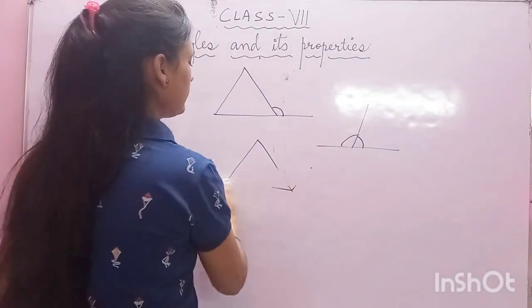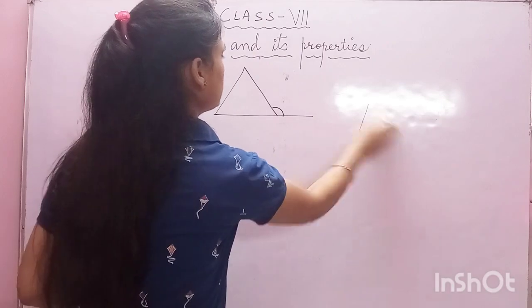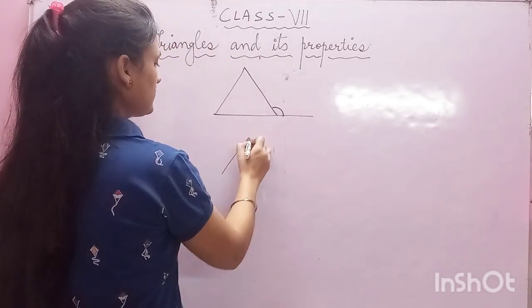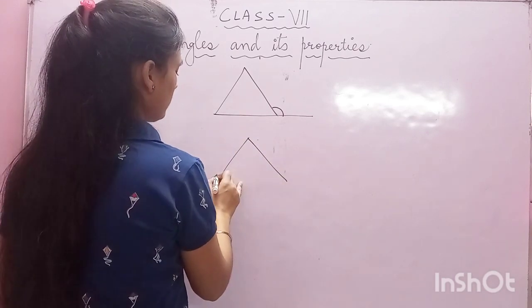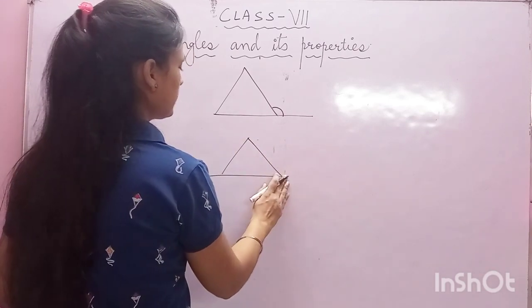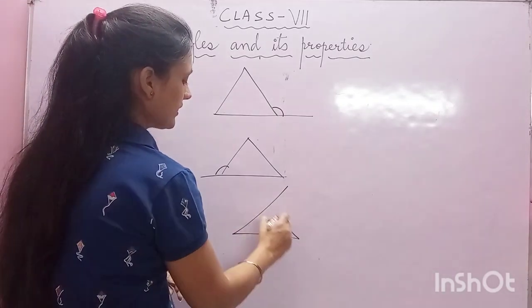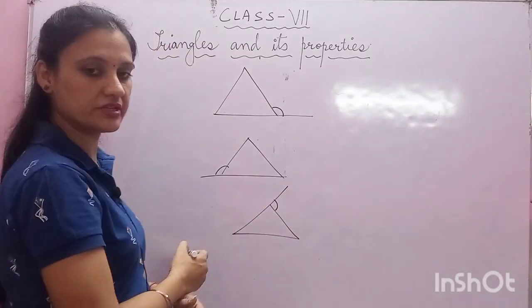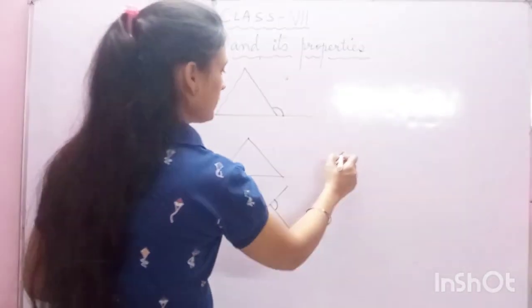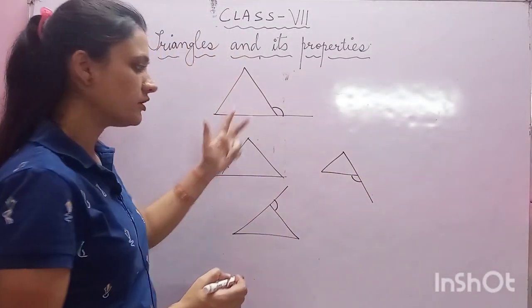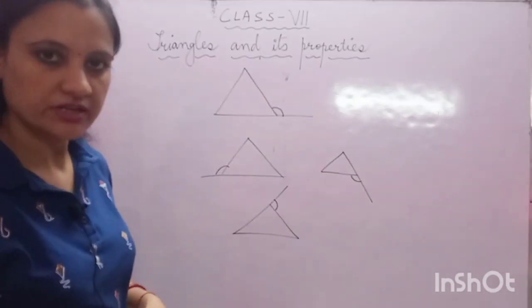So how do we get the exterior angle? Three exterior angles I'll draw and explain to you. Either you can get it like this, or you can get it like this. This is also an exterior angle. Or you can get it like this. This is also an exterior angle, right? Or you can get it like this. This is also an exterior angle. So I hope you understood the exterior angle.